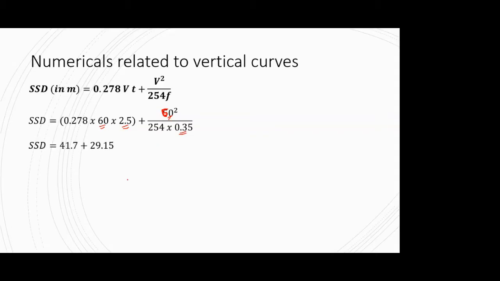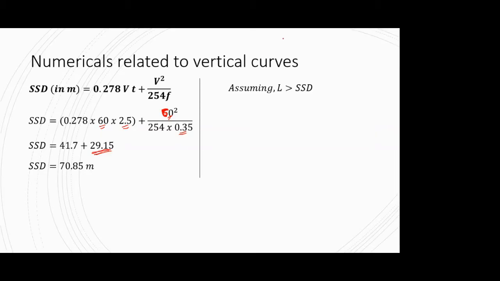So you get these values of SSD: the lag distance is 41.7 and the stopping or braking distance is 29.15, and you get the SSD value as 70.85. You can just cross check this value, because there was a typographical error. I hope it was only a typographical error and the calculation is correct. So you can cross check whether it's 29.15 or something greater than that. So you get SSD.